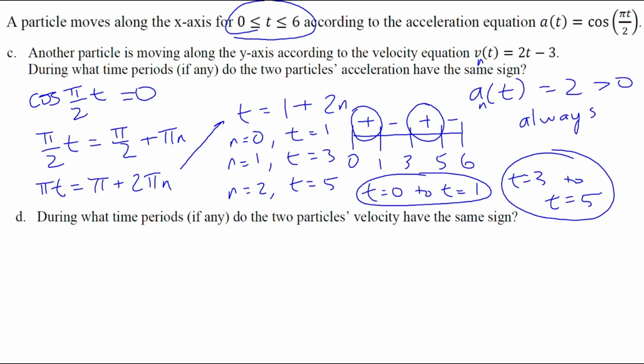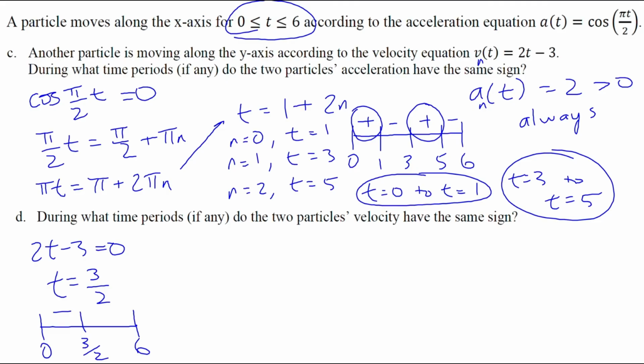And then we want to know what time periods they have velocity having the same sign. Well, our velocity function up there, 2t minus 3, just equals 0 when t is 3 halves. So if we make a sign chart between 0 and 6 with 3 halves on it, we can see that something like 1 makes this negative, and something more than 3 halves but less than 6 makes it positive. So that's the sign of the velocity of the second particle.